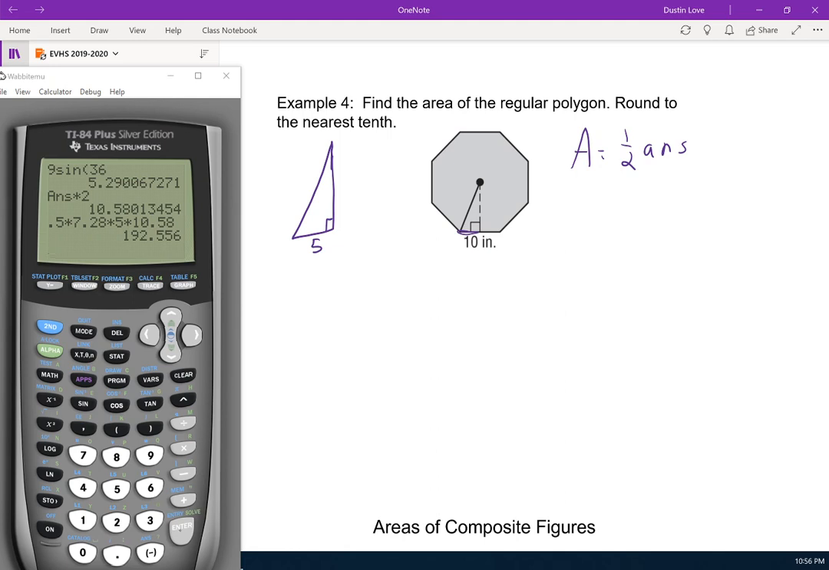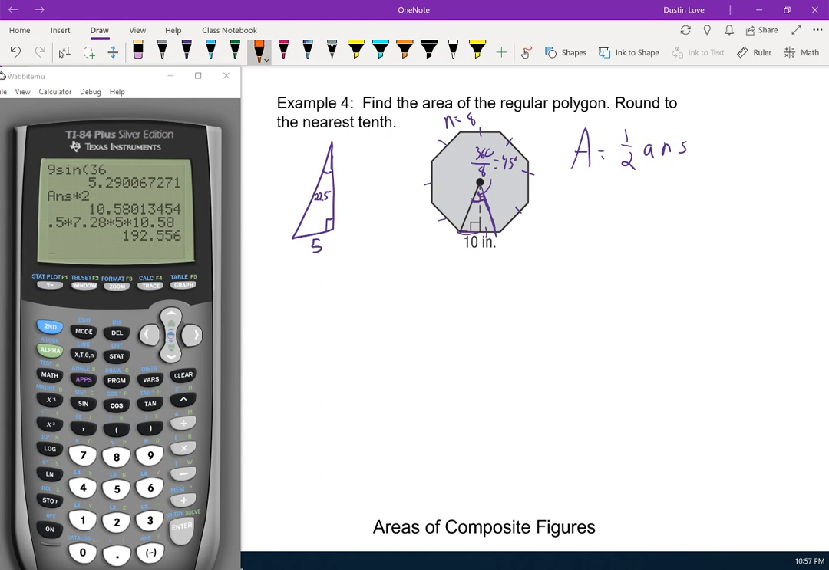Now I've got to determine the measure of this angle up here. So I'm going to look at the number of sides. N equals 1, 2, 3, 4, 5, 6, 7, 8. We've got an octagon here. So the measure of the whole central angle is going to be 360 divided by 8, which is going to be 45 degrees. Half of it, which is this piece, is going to be 22.5. So now we're set up for our trigonometry again.